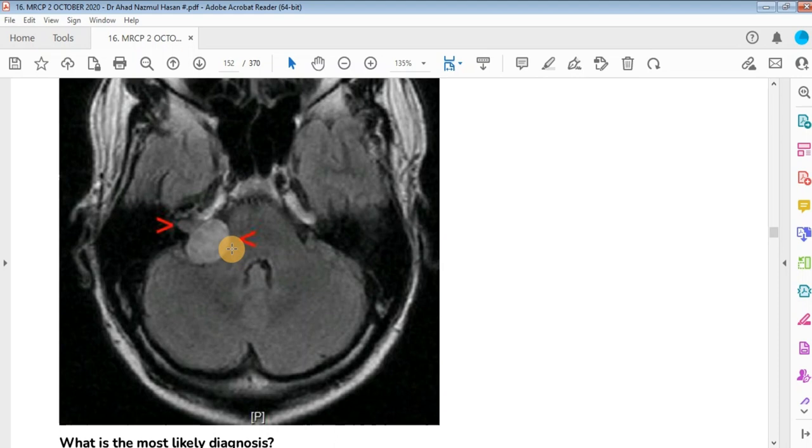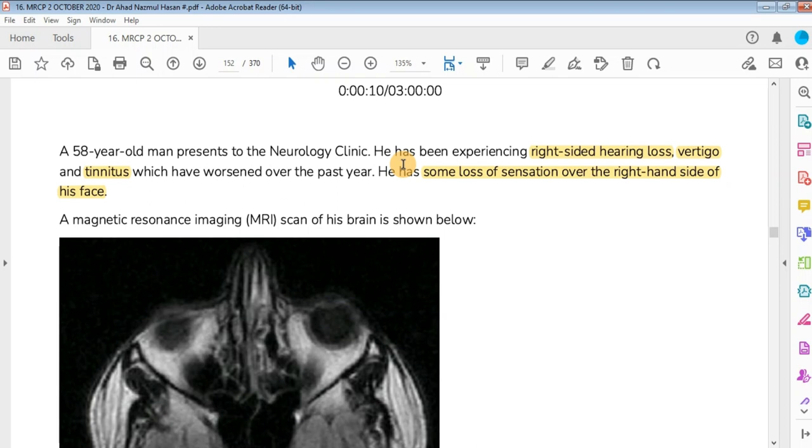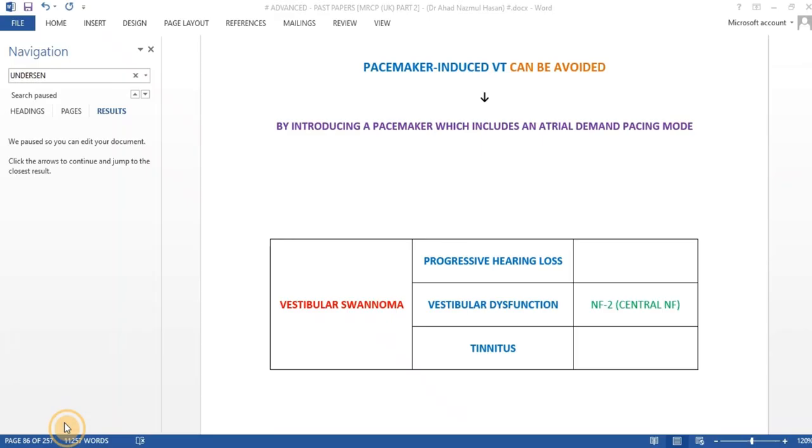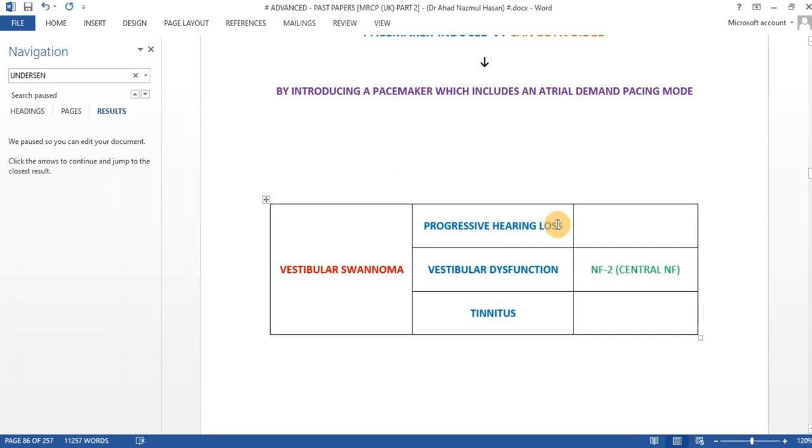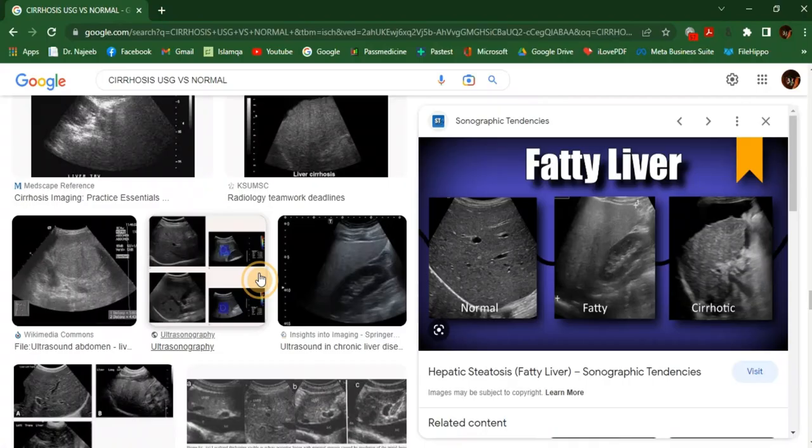So there is a nodular shaped homogeneous lesion in the cerebellopontine angle here. And if we look here, this patient is having the triad of hearing loss, vertigo, and tinnitus. So what do the hearing loss, tinnitus, and vertigo point towards? Progressive hearing loss, vestibular dysfunction, tinnitus. This typical triad is found in vestibular schwannoma, which is a component of neurofibromatosis type 2 or the central neurofibromatosis. So let me show you the findings.